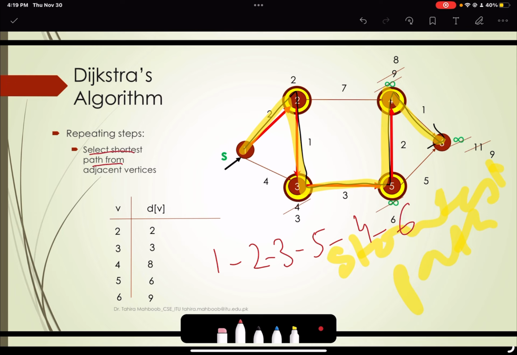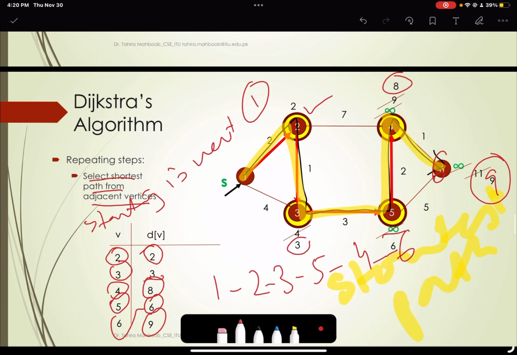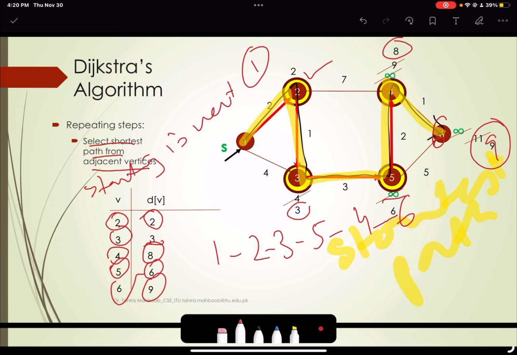We need to select the shortest path from the adjacent vertices. So going to vertex 2, the distance from the starting vertex 1 is 2. If we want to go to 3, it is 3, which we have estimated. If we want to go to 4, it is estimated to be 8, as we did here. Going to 5, it is estimated to be 6, and going to vertex 6, which is the final longest path, it is 9. So this is your Dijkstra's algorithm to calculate the shortest path.